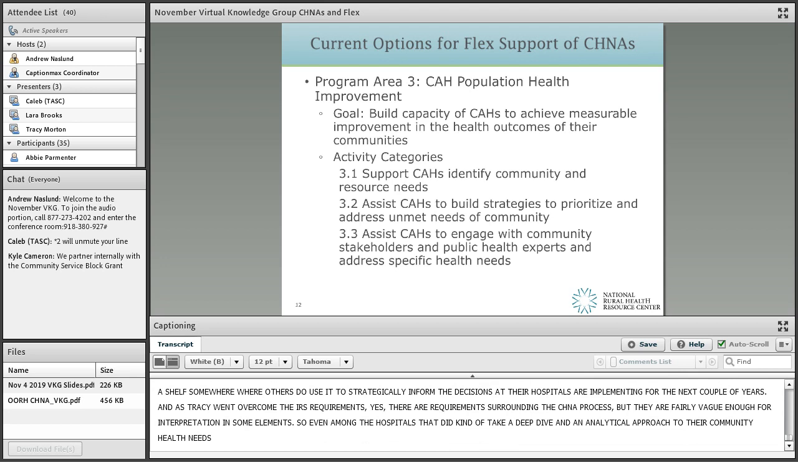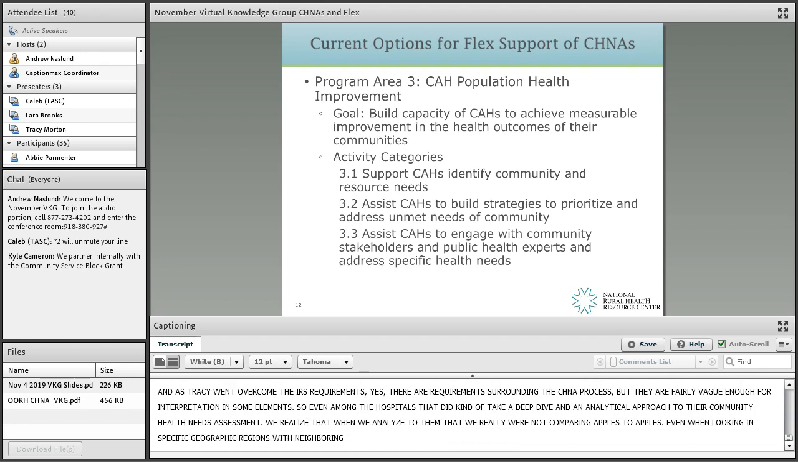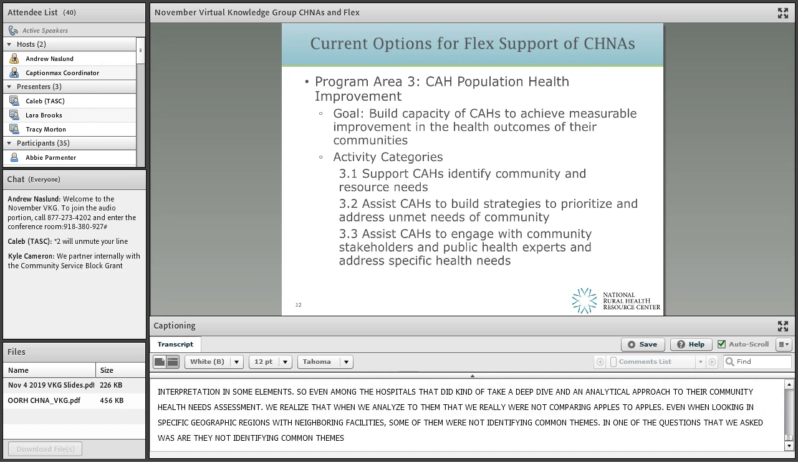After they pulled all of them together, they analyzed them both by geographic region and by the commonality of the needs identified in those assessments. There were a few challenges we found with that report, probably nothing earth-shattering if you've been in the community health needs assessment realm at all, and I think Tracy touched on these a bit.